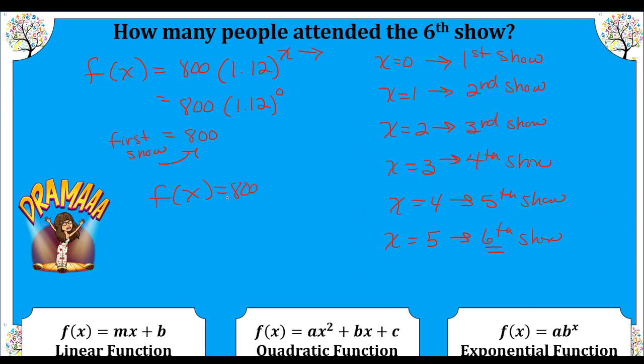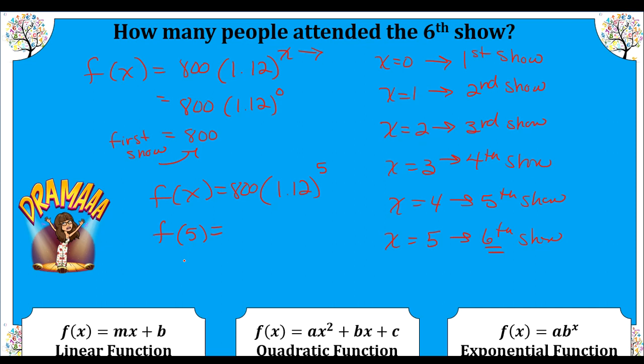We have our 800 in our first show. So X is going to represent the show after it started growing. Okay, so on the 6th show, our amount of people that have been coming has increased at a rate of 12% for the past 5 shows. So when we plug in, I should have plugged in a 5 here.